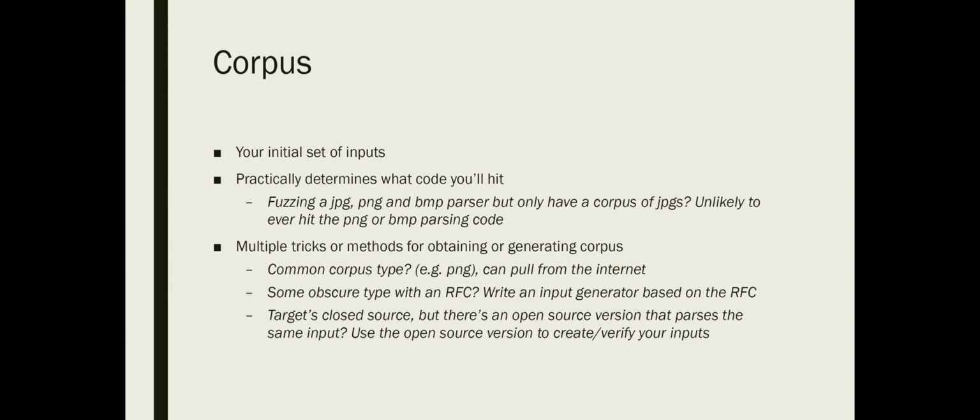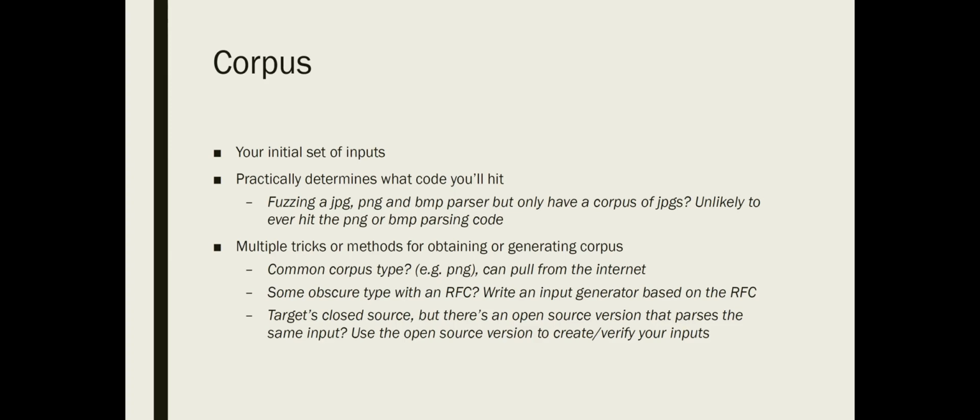Your corpus, when we talk about corpus, that's your initial set of inputs. It practically determines what code you hit, because if you're fuzzing an image parser but your corpus consists of only JPEGs, it may be unlikely that your fuzzer will generate a valid PNG and hit the PNG parsing code. It depends what goes into hitting a PNG and how complex it would be for your fuzzer to just generate a valid PNG type such that the target will go down its PNG parsing code instead of its JPEG parsing code. But if my corpus, my initial set of inputs, consists of both a JPEG and a PNG, then my fuzzer will definitely hit both paths in the target to begin with.